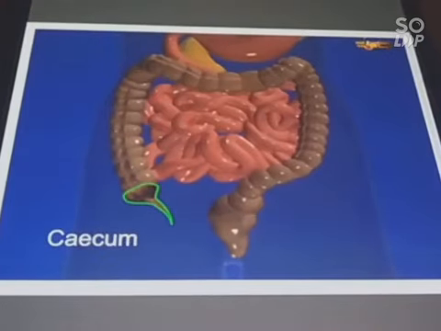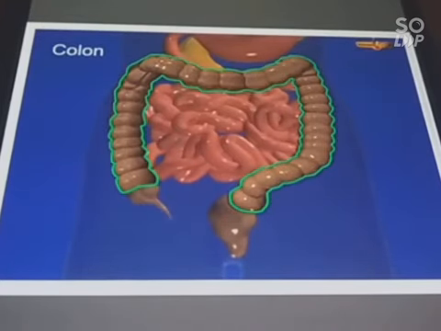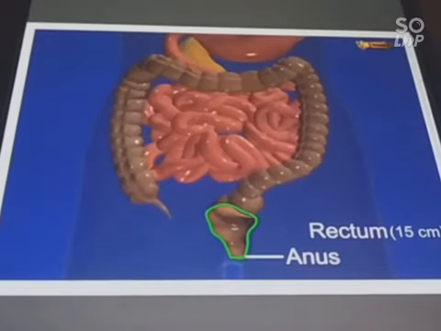Cecum is a small blind pouch at the junction of the small and large intestines. The colon is much wider than the small intestine and is about 1 meter long. Rectum is the large part, about 15 centimeters long. It opens at the anus. Anus has a circular muscle wall to keep it closed.